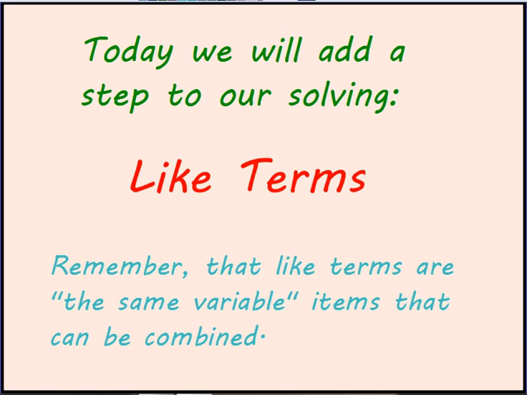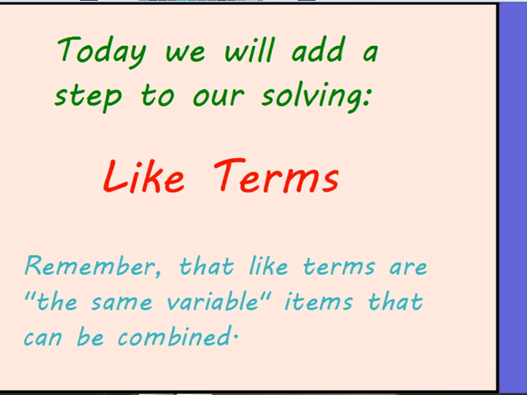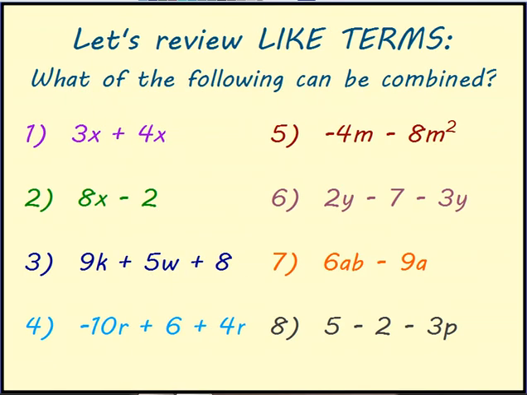You've done like terms before. Like terms, remember, are terms with the same variable that can be combined. We're going to do a quick review of what a like term is. For instance, which of these following terms can be combined? How about 3x and 4x? Can they be combined? Sure. I have 3 x's, I'm adding 4 more x's. That gives me 7 x's.